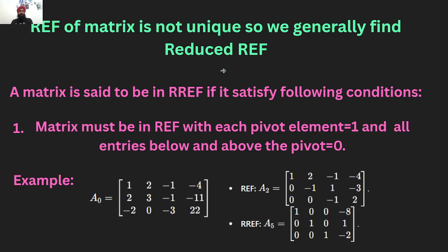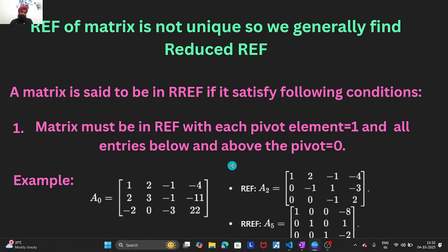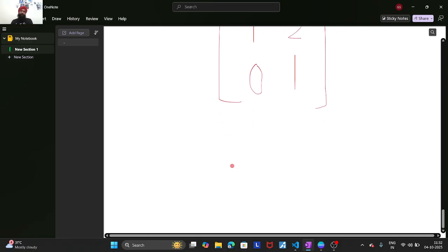of a matrix. A matrix is said to be in reduced row echelon form if it satisfies the conditions given below. First, the matrix must be in row echelon form with each pivot element equal to 1, and all entries below and above the pivot equal to 0. Like here we have this matrix.